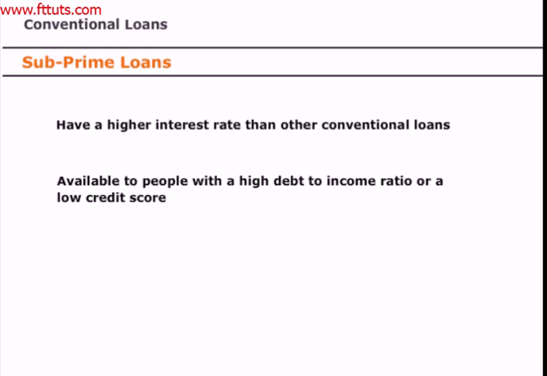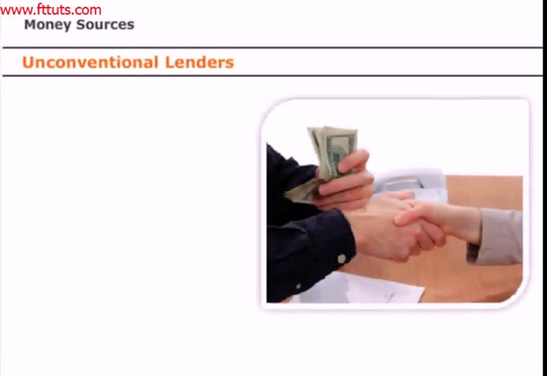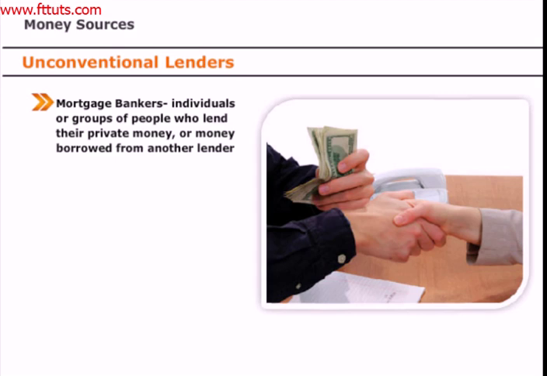Now let's talk briefly about unconventional lenders. There are three main types: mortgage brokers, hard money lenders, and private lenders. Mortgage bankers are individuals or groups of people who lend their private money or money borrowed from another lender. They have a lot of flexibility in their loans since some of the money they have lent is their own, but they are not typically as flexible as hard money lenders.